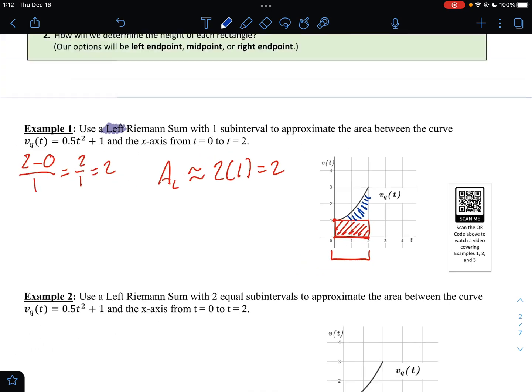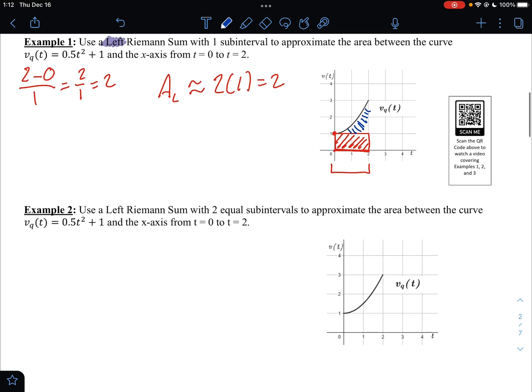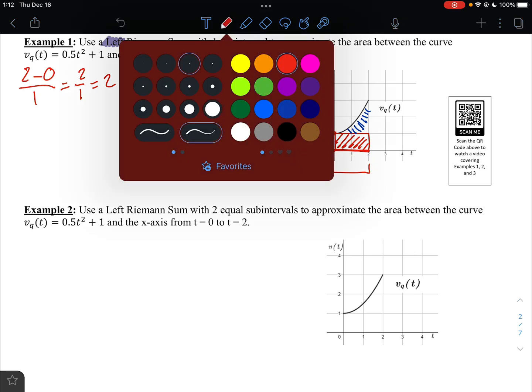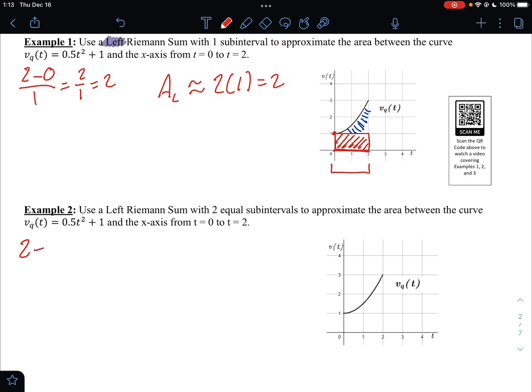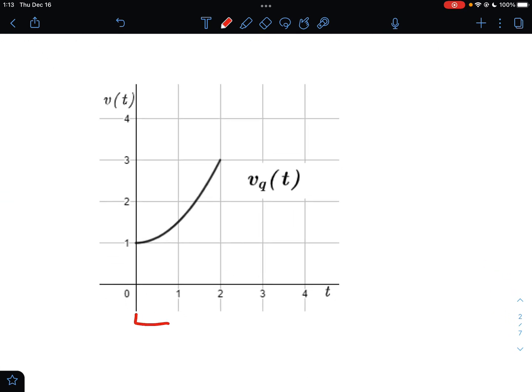All right, let's take a look at another one here. This one says use a left Riemann sum with 2 subintervals of equal length to approximate the area under the curve. So now we've got 2 subintervals, endpoint minus start point over 2. Each subinterval is going to be 1 unit long this time. So rectangle 1, rectangle 2.